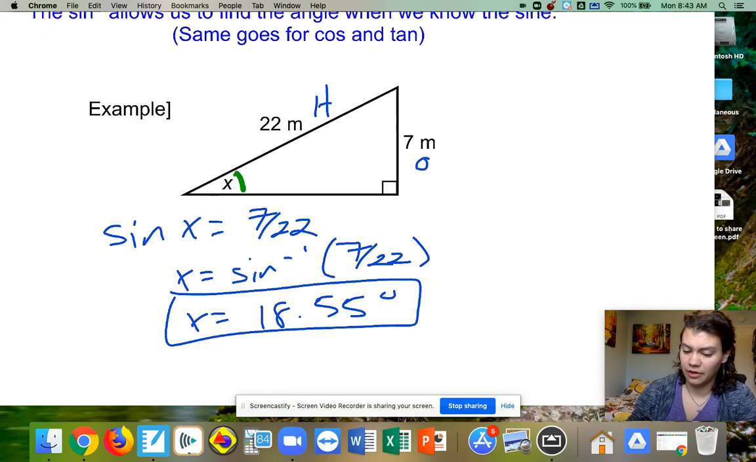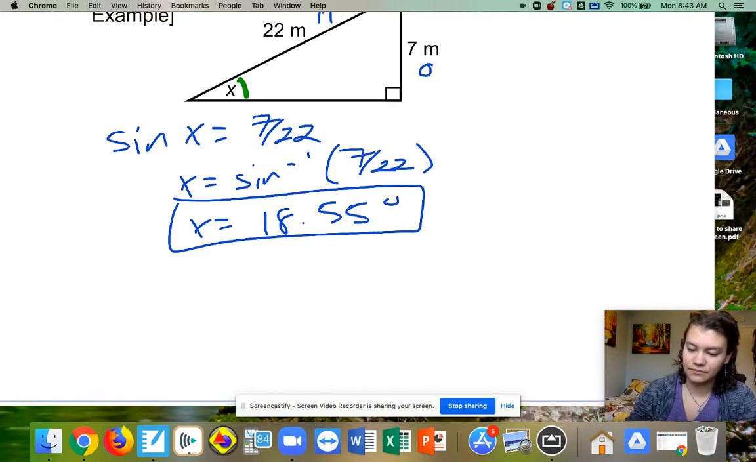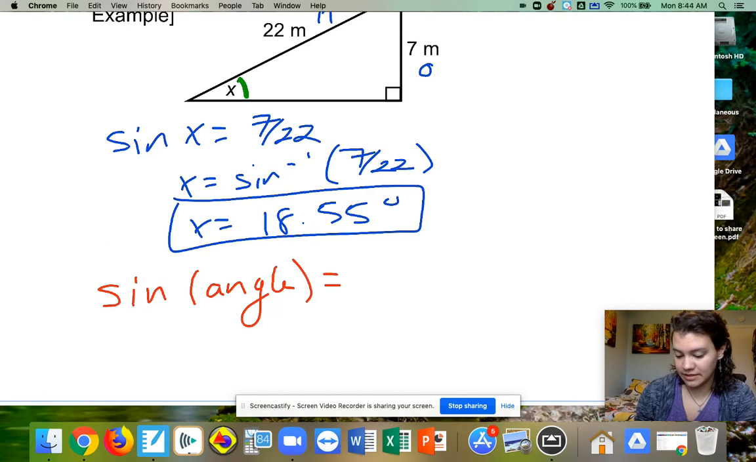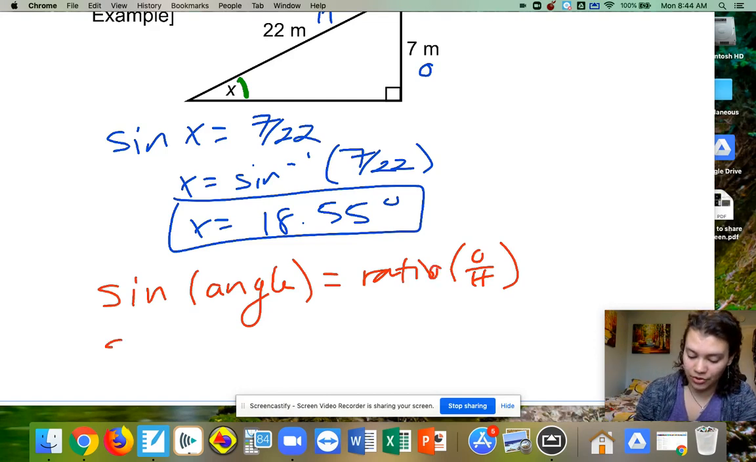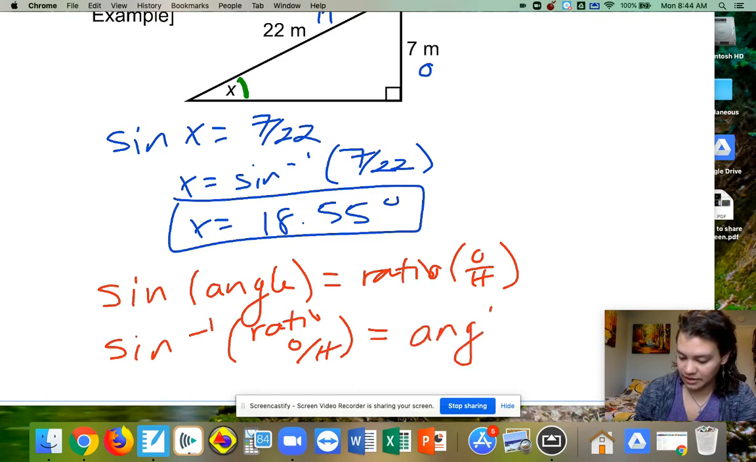A note here, the way I like to think of it: if you do sine of something, you always need an angle next to it, and you're going to get a ratio, your opposite over hypotenuse. When you're doing sine inverse, you're given the ratio, the opposite over hypotenuse, and your answer is an angle. That applies for cosine and tangent too. So if you have an inverse, you're getting an angle as your answer. If you have just a sine, you're getting a ratio or a number as your answer. It's a good way to think about the two differences.